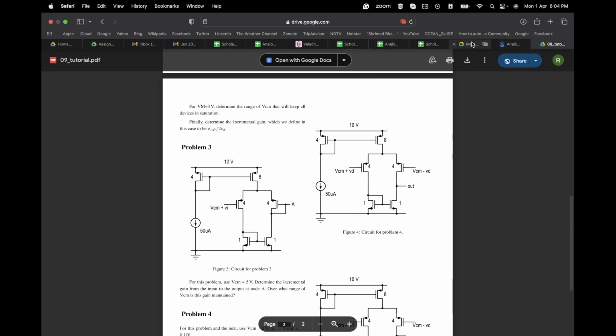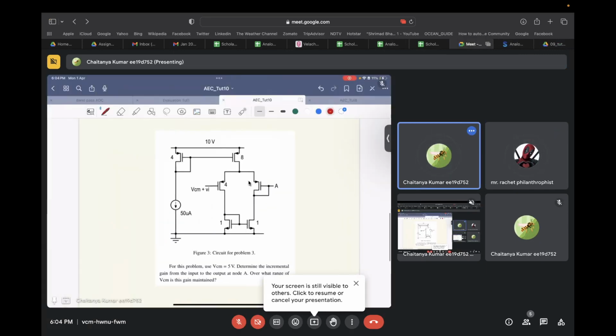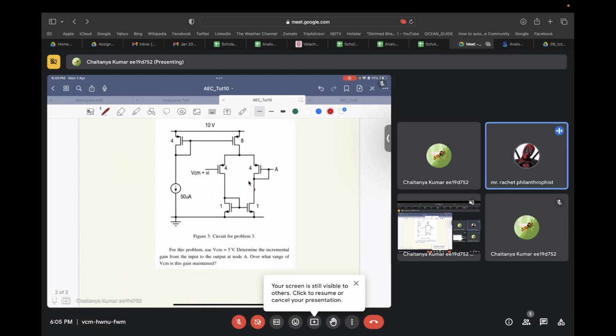Can you please repeat your doubt? Sir, in drawing the small signal model, how do we know that this node has no small signal? First I did Vi equal to 0, then found all the present voltages. After that I started drawing the small signal model. But during that I have a doubt whether the drain of the transistor with W by L of 1 is swinging or not, and whether the drain of the transistor with W by L of 8 is swinging or not.